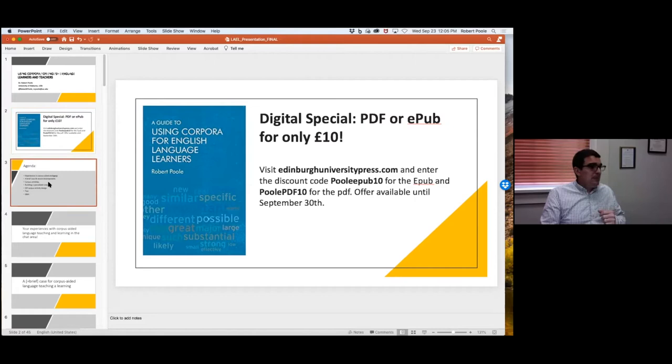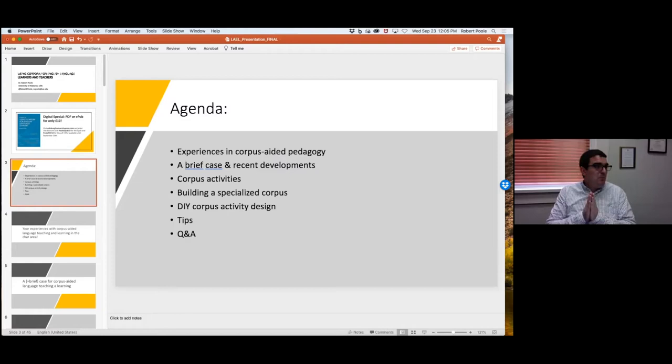So the agenda for today, we will focus first on some experiences, some background. I will offer a brief case for corpus-aided pedagogy. I know this is not a research talk, so I'm not going to go on for long in this period, but I do want to set the foundation, provide some grounding for the activities to follow. And then I will describe some recent developments that are perhaps giving some momentum to the adoption of corpus activities in the classroom.